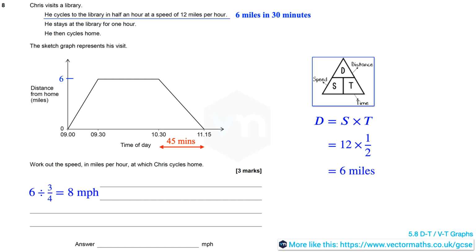So that's 6 divided by 3/4. Our distance is in miles and our time is in hours. And 6 divided by 3/4 is 8 miles per hour.